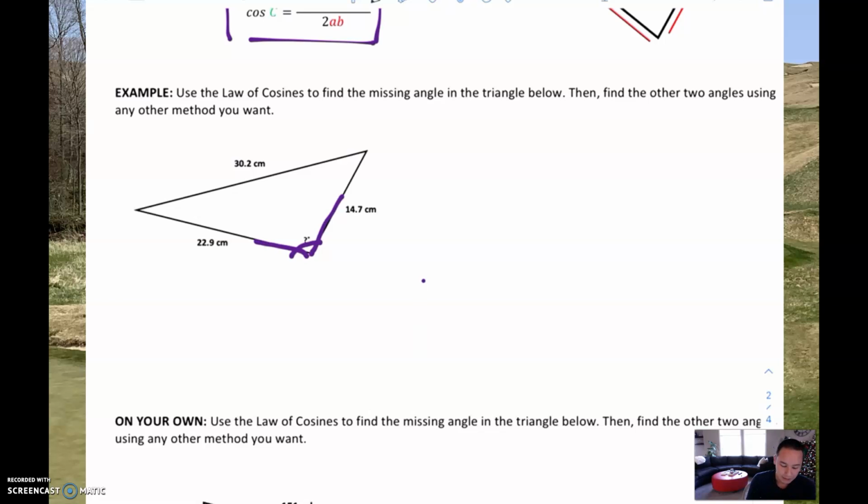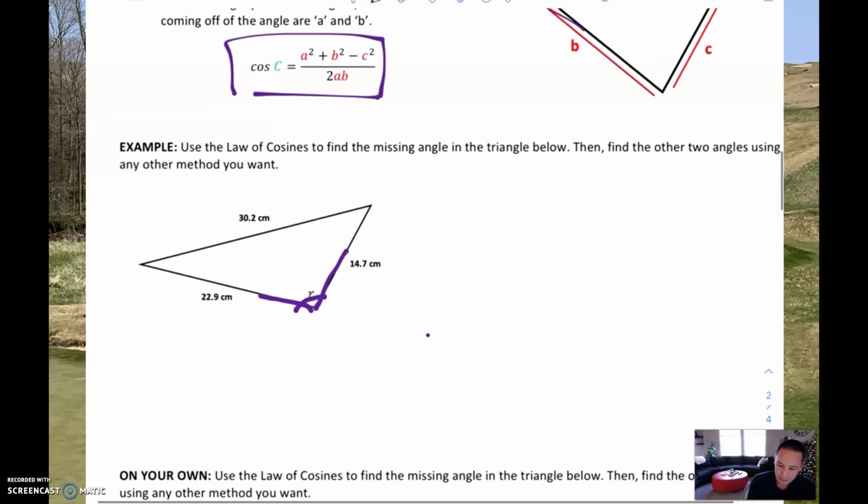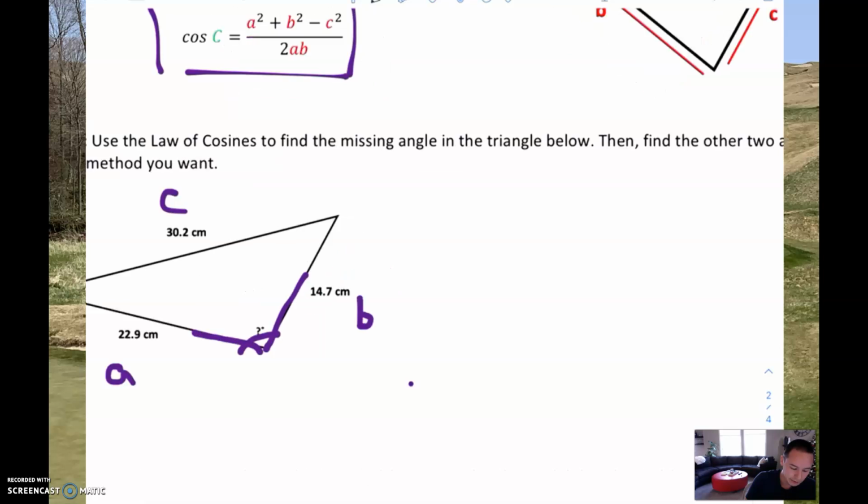It might help to label those. We can label this as A and this is B, which then makes this side C, just for now. If I had chosen to find that angle, your A, B, and C are going to switch around a little bit. So just for now, I'm labeling these A, B, and C. And let's go ahead and replace them into the formula.